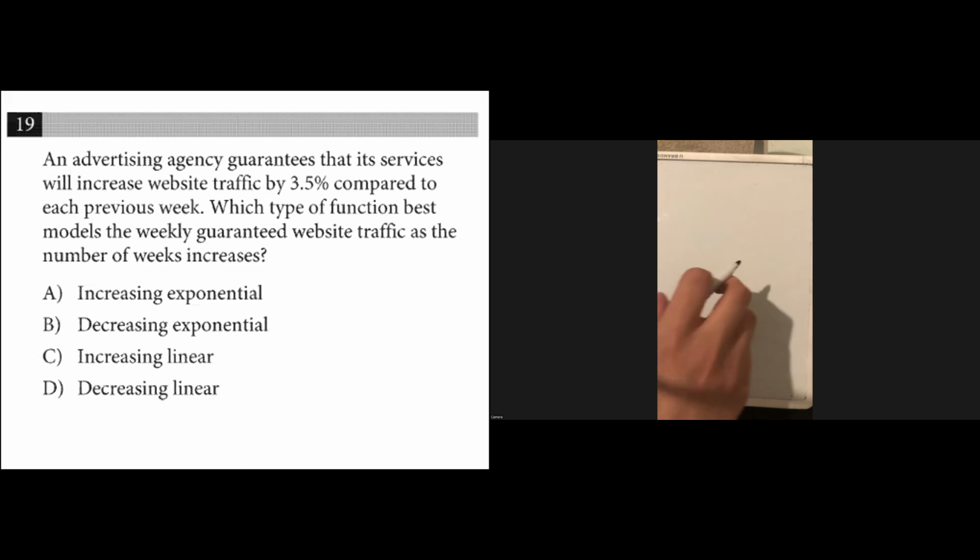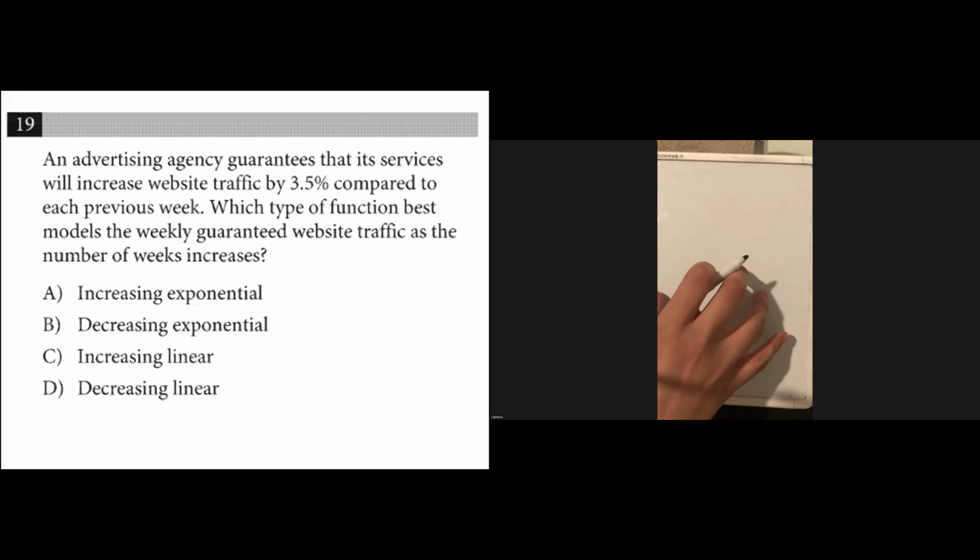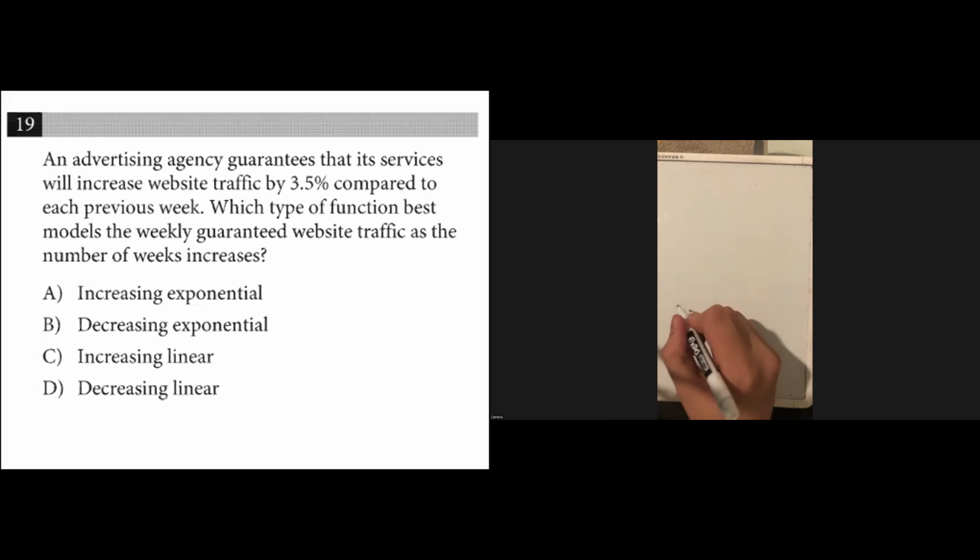And that new number plus 3.5%, and then that new number plus 3.5%. And so what type of function models this? Well, it would look something like this. You start with some number, it increases by 3.5%, and then it increases by 3.5% compared to that number, and so on and so forth, which would be increasing exponential, or A.